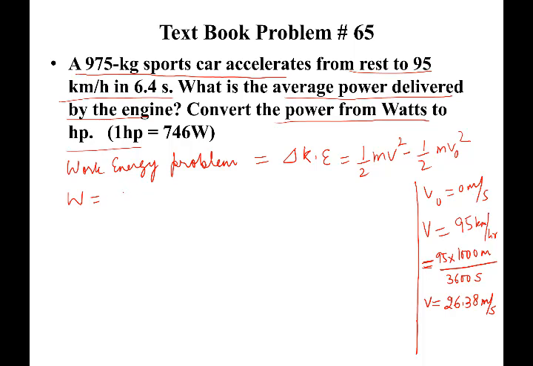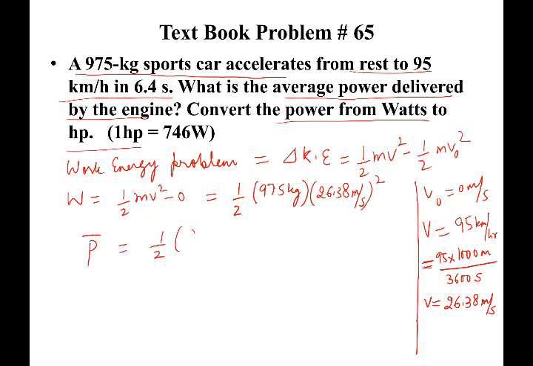So we can go ahead and find out the work done. The average work done is 1/2 mv squared minus 0, because my initial kinetic energy was 0. So that is 1/2, mass is 975 kgs, and the final speed is 26.38 meters per second whole squared. Therefore we can find the average power now. The average power will be this work over time. It's up to you if you want to find out the value in joules first. I'm doing it in one step, but it's your choice how to find the values.